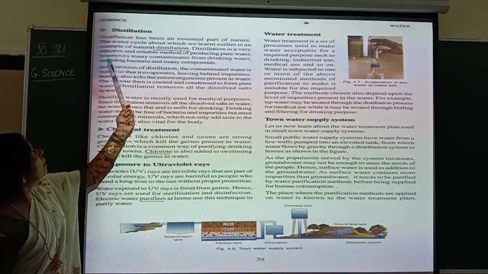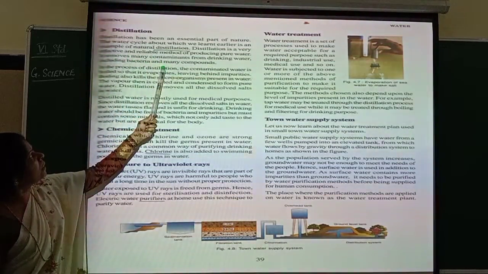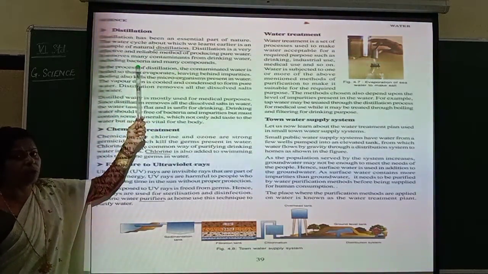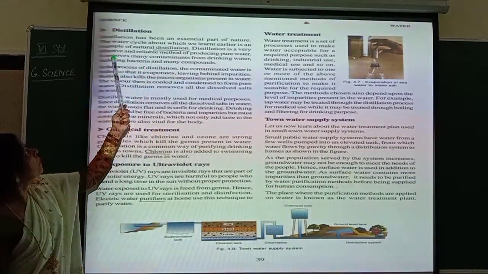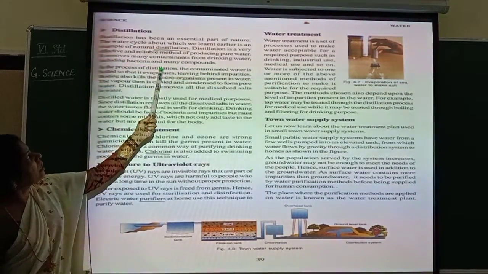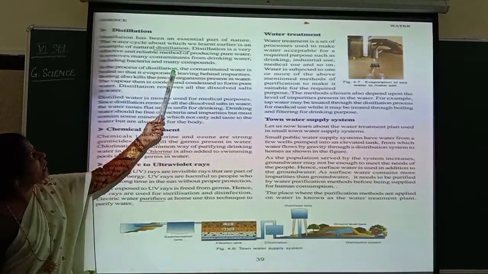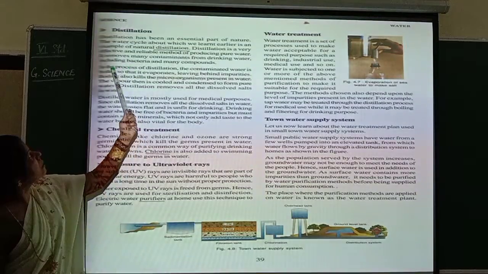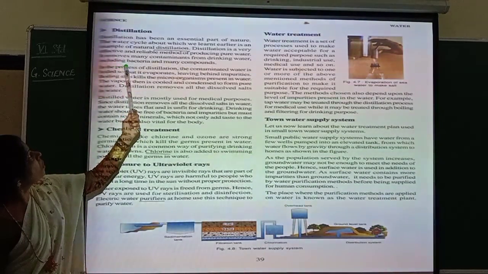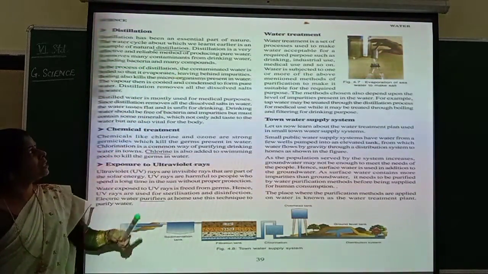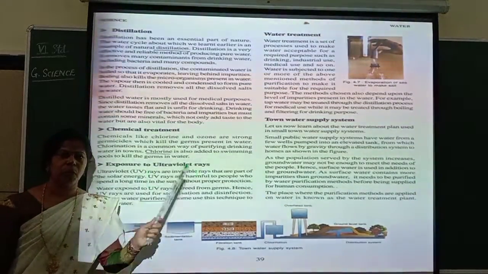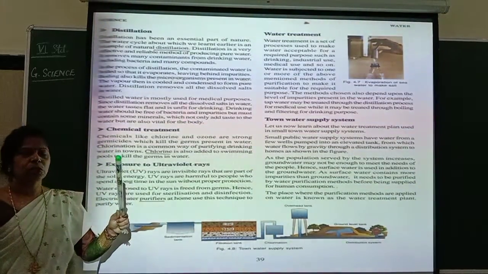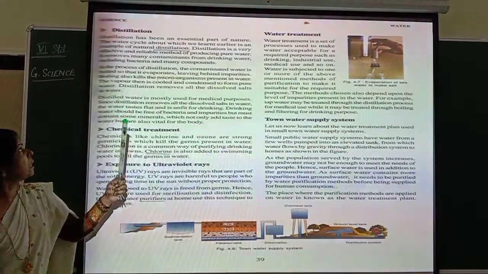Distillation is a very effective and reliable method of producing pure water. So this distillation is very good for getting pure water. It removes many contaminants from drinking water, like bacteria and many compounds. So what happens? This distillation will remove all those waste materials, bacteria and other chemical compounds. So only you get pure water from the distillation method.